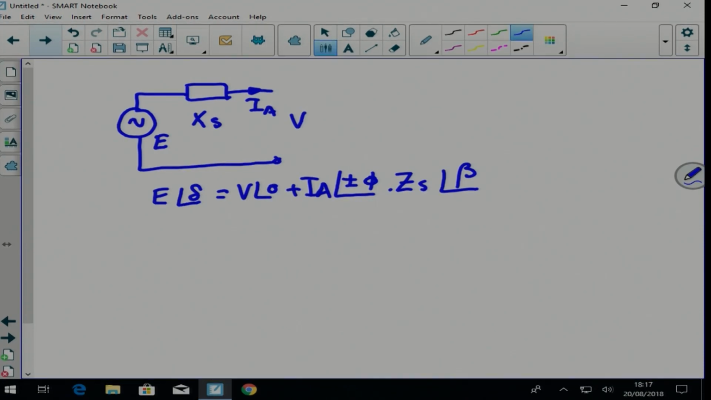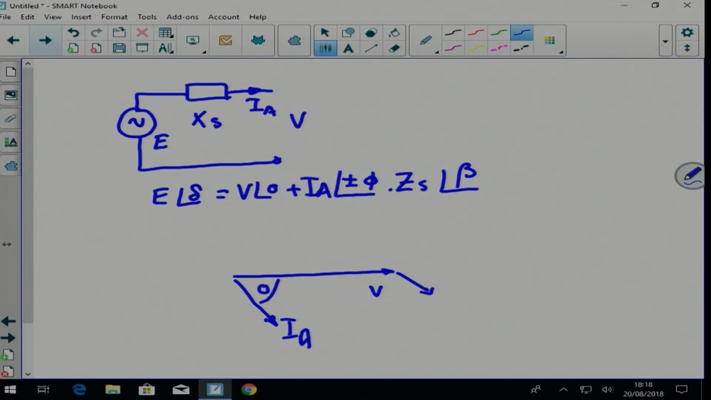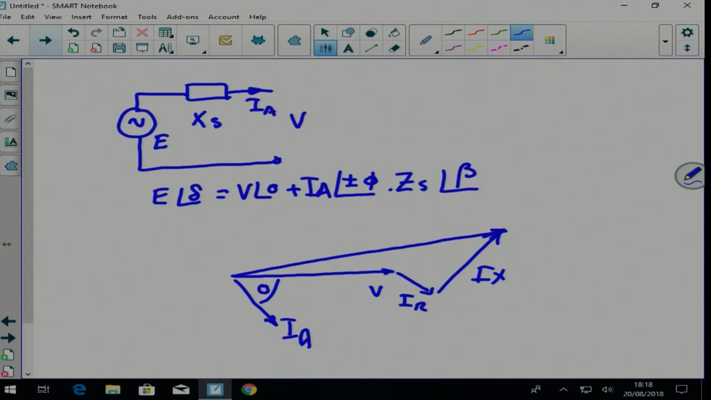And the phasor diagram, with V as a reference and the current lagging by an angle phi. Then we have IR and IX, and that gives us the induced EMF. And that angle there is known as the load angle. And that is IAZS.